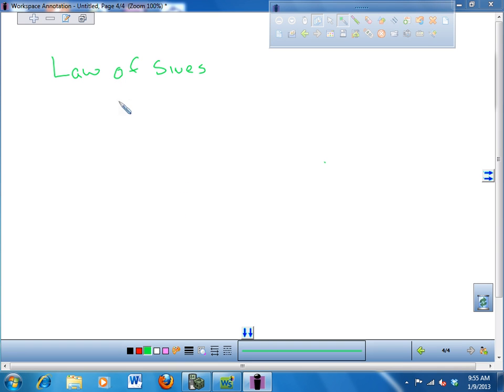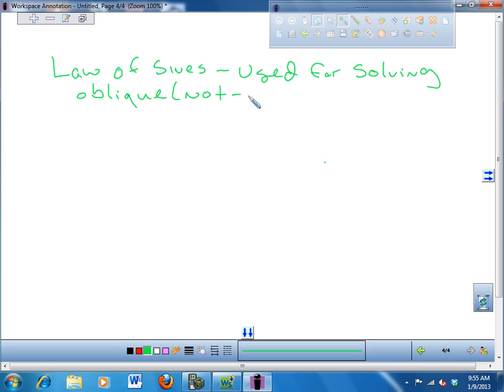Law of sines is another way to solve triangles, to find the sides and the angles. Okay, and it's used for solving oblique triangles. You know what oblique means? I used to. Oblique means non-right triangles. Not right, not wrong, but non-right triangles. Oblique triangles.